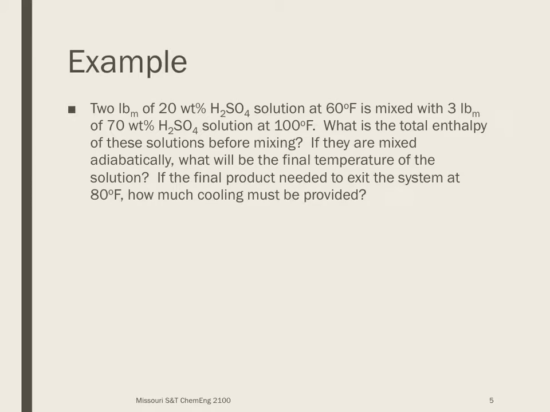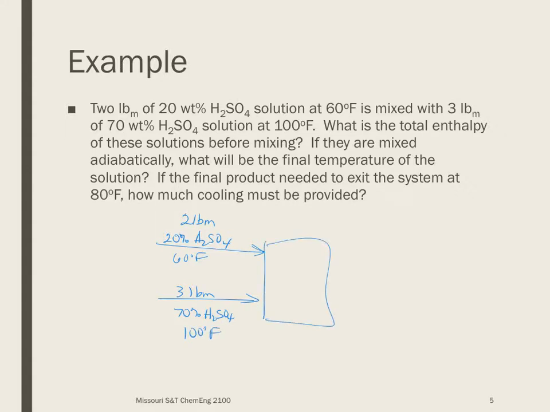So let's look at an example. In this case, we're going to have two different solutions. We're going to have 20% H2SO4, and we're going to take 2-pound mass of that, at 60 degrees Fahrenheit, and we're going to mix it with 3-pound mass of 70% H2SO4 in water at 100 degrees Fahrenheit. And what I want to know is, what's going to come out of this mixture?